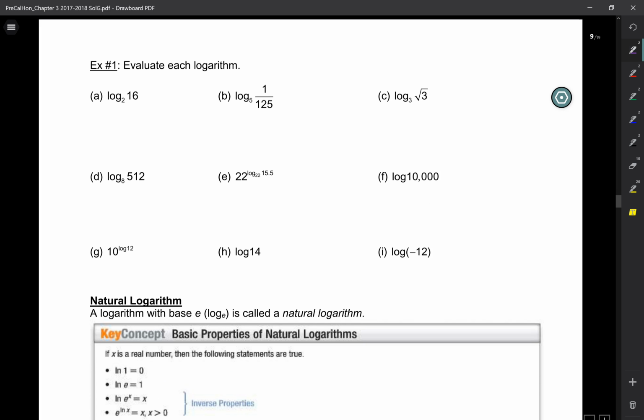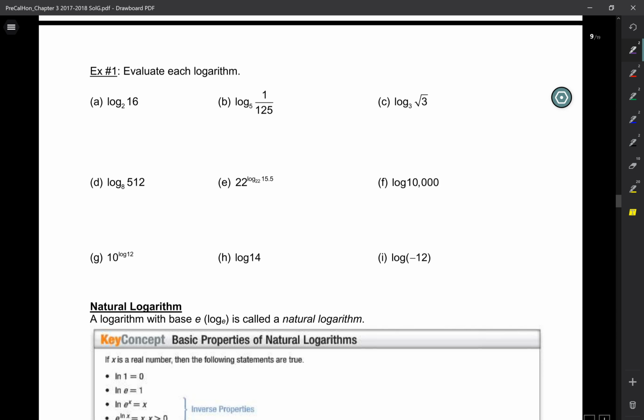Let's do some logarithms. So here we have some logarithms and we're going to look for the answer. What's the answer to a logarithm always? An exponent. So what should the exponent of 2 be in order for me to get 16? 4. Okay, so do we see how we think about them?